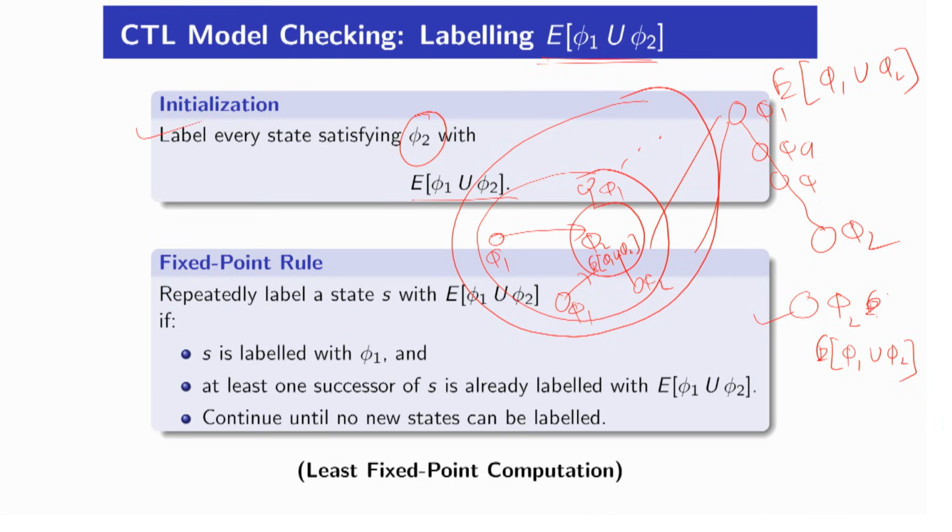I start with the states where phi 2 holds, I will mark them as E phi 1 until phi 2 holds. Then I will identify the states where phi 1 holds, and at least one successor where it is already labeled with E phi 1 until phi 2. Then I will mark that particular state with E phi 1 until phi 2, and this I will continue until I cannot label a new state.